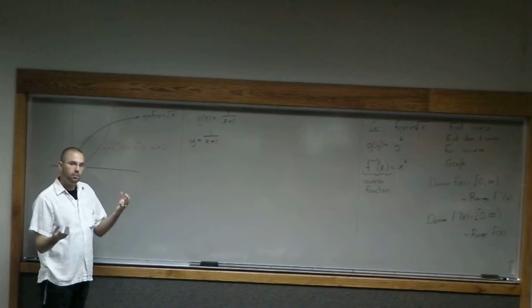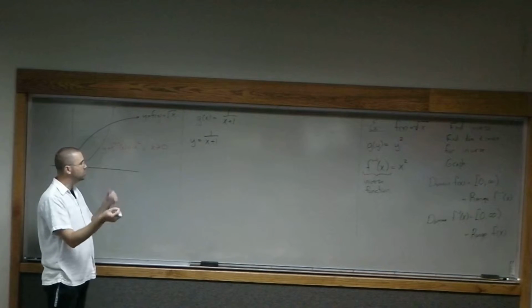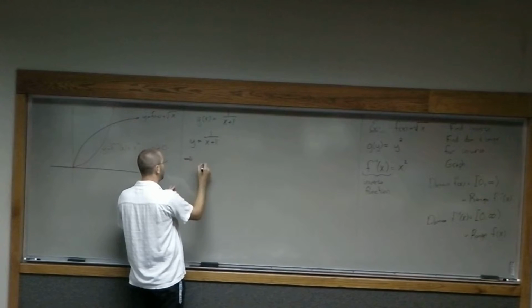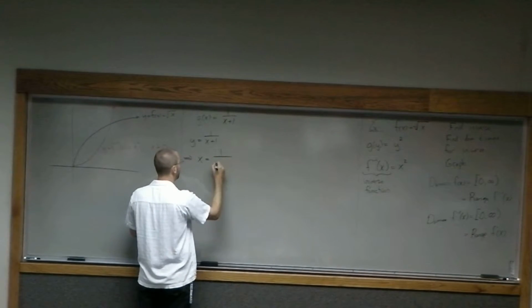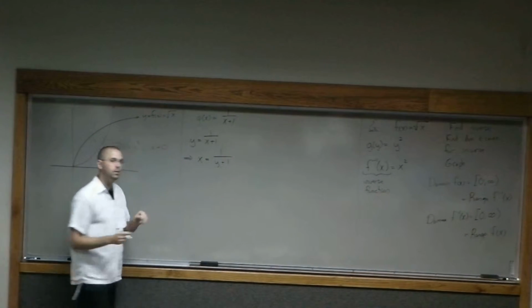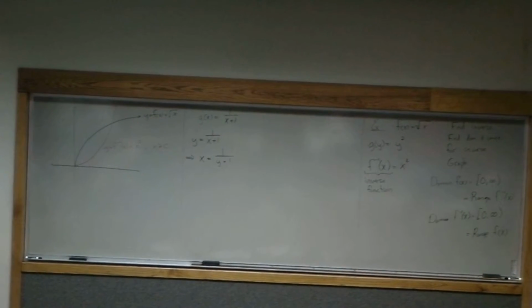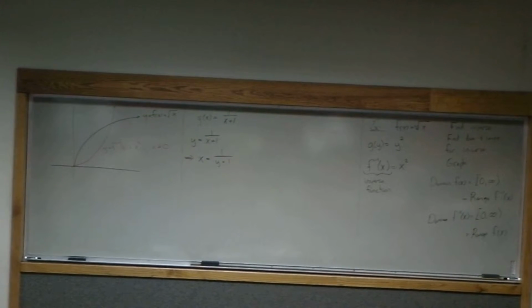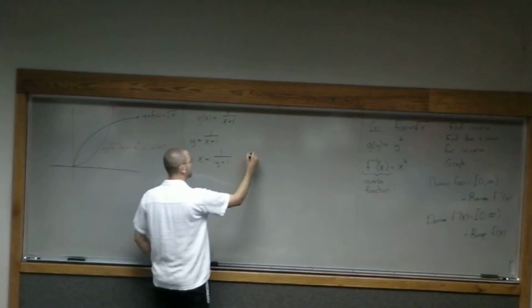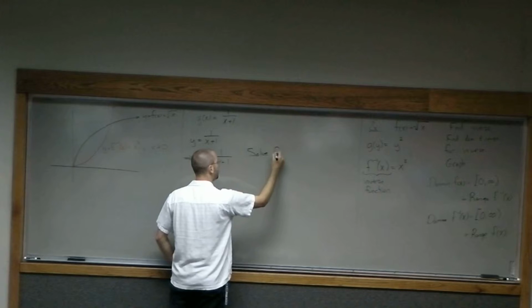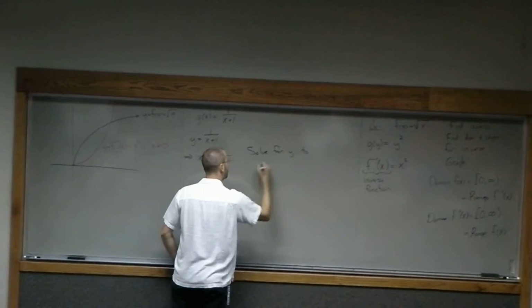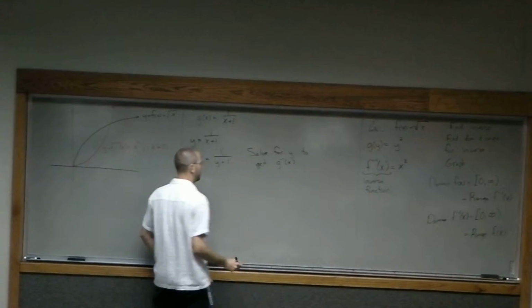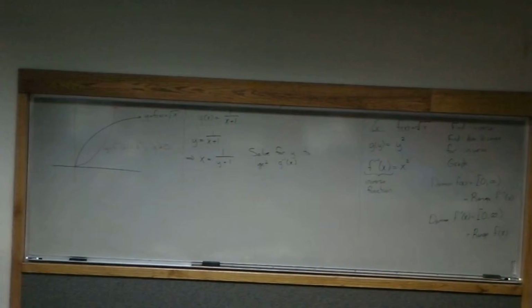What's usually the next step? You switch the roles of the x and the y. So this would then become x equals 1 over y plus 1. Now you take this expression and solve it for y. So now I'm going to solve for y, to get our g inverse.